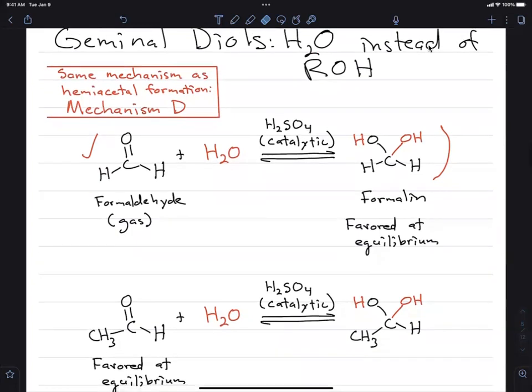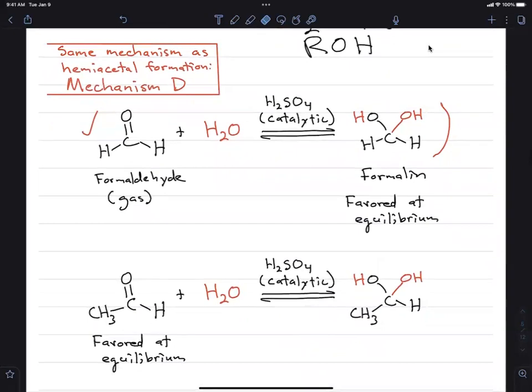But what I want to draw your attention to is that except for formaldehyde, the simplest aldehyde, equilibrium does not favor formation of the geminal diols, yet they are in equilibrium, they do form. So even though with all larger aldehydes most of the molecules are in the carbonyl state, not the geminal diol state, we still have to think about them as being present, especially if there's water and acid around. Okay, why is that important?